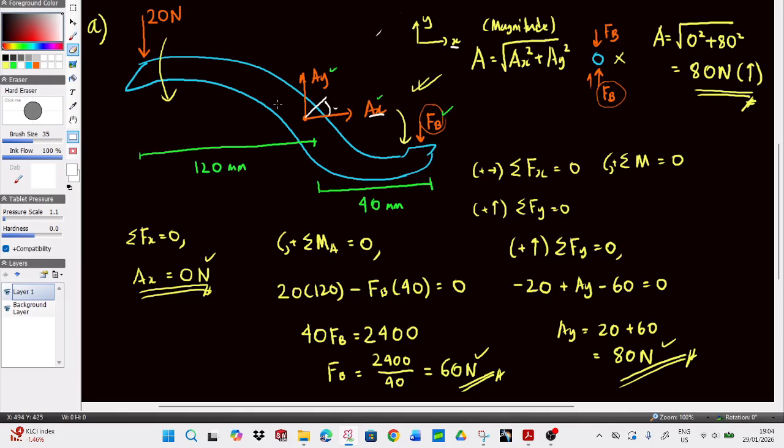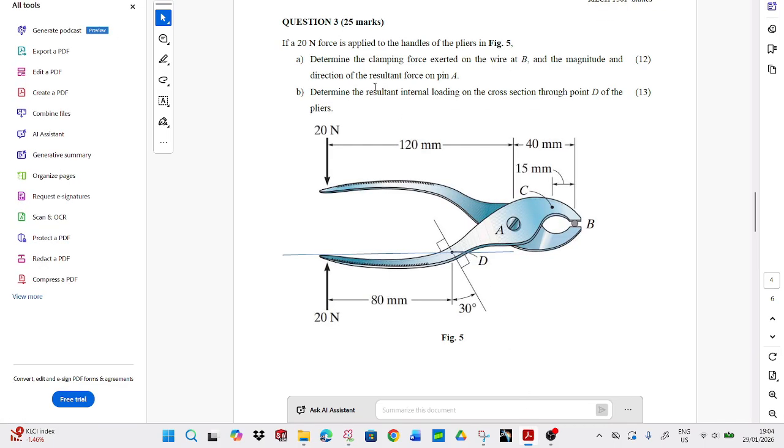Right, so I'm back. Let's go to question B. Question B asks you to determine the resultant internal loading on the cross section through point D of the pliers. So they want to find the resultant internal loading. Okay, interesting.